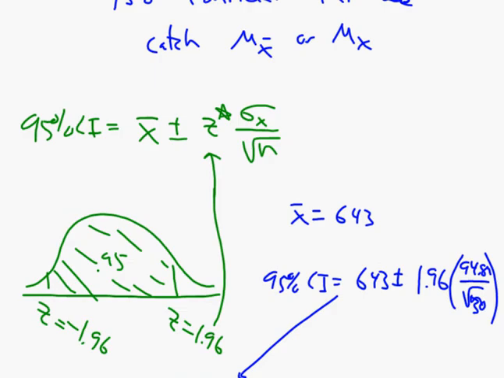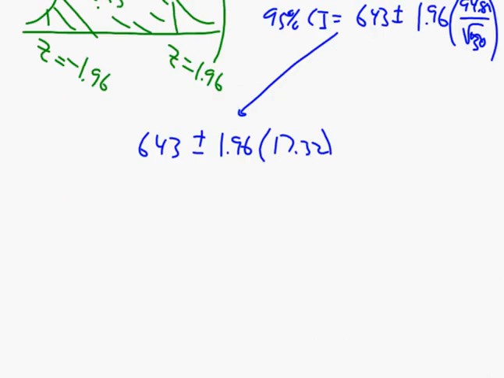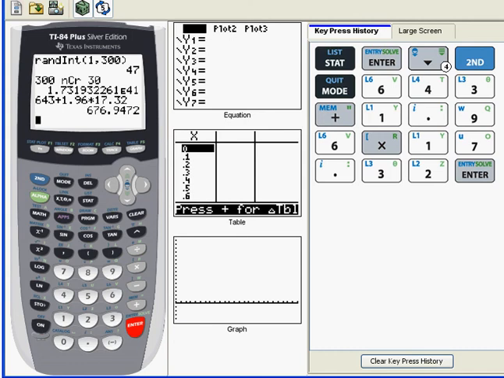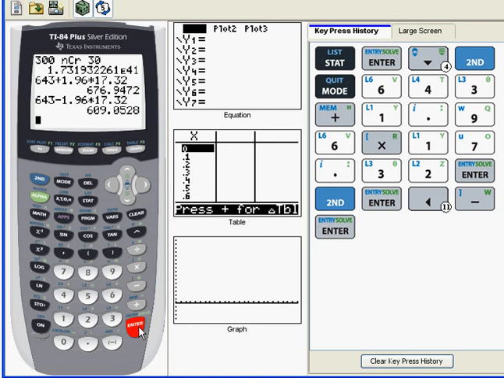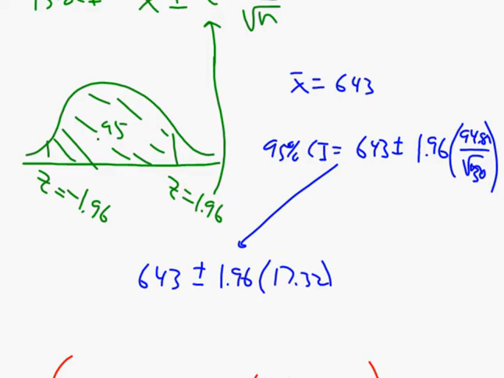676.95. So our confidence interval is starting to be built here. We have our upper limit of 676.95. And then we'll get our lower limit in a minute. Here we go. We do second enter. We're going to change that plus over here to a minus, and hit enter. And we get 609.05.